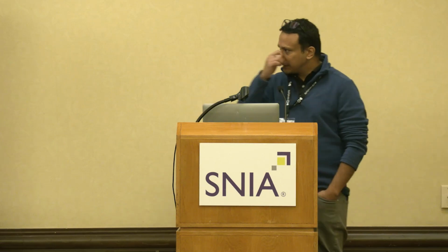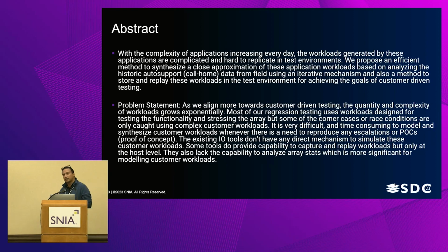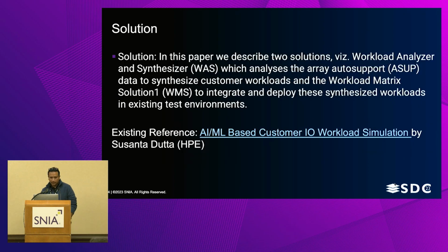I'm not going to spend too much time on the abstract. I kind of talked about this. Essentially, what we are trying to do is get the data from our call home or the ASUP that we get from the systems that are out in the field. You extract important elements and parameters out of that and categorize them so that you can apply them in a model, train it, and get closer to the real world applications that we are really looking at.